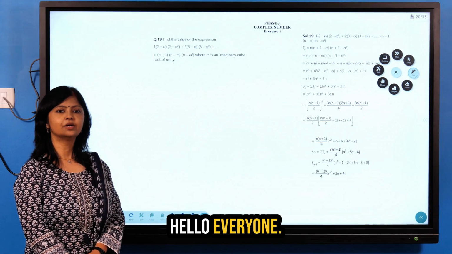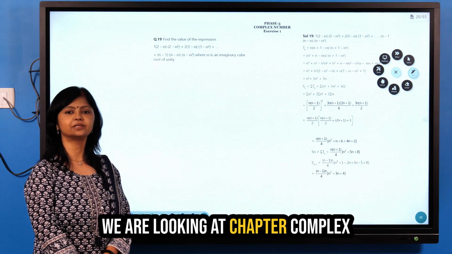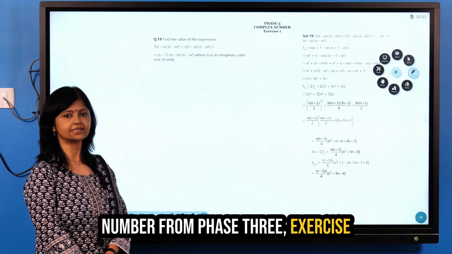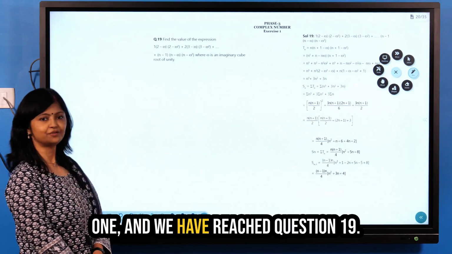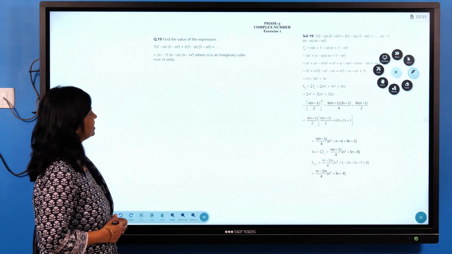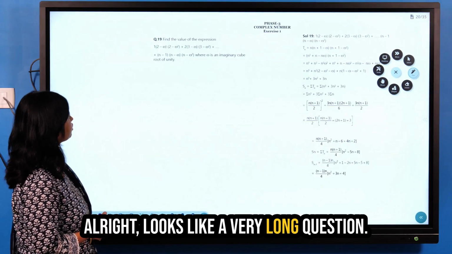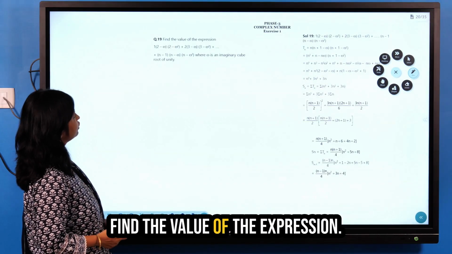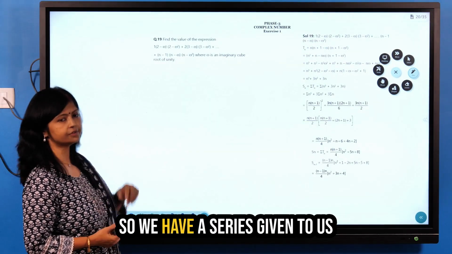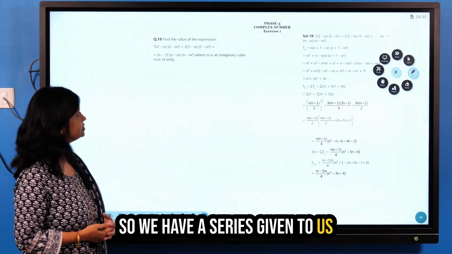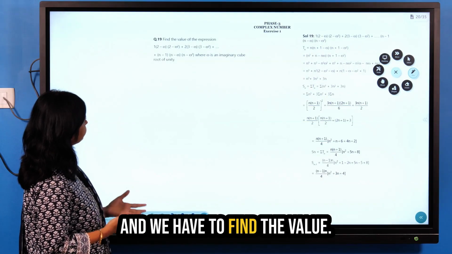Hello everyone. We are looking at the chapter Complex Numbers from Phase 3, Exercise 1, and we have reached question 19. It looks like a very long question. Find the value of the expression. We have a series given to us and we have to find its value.